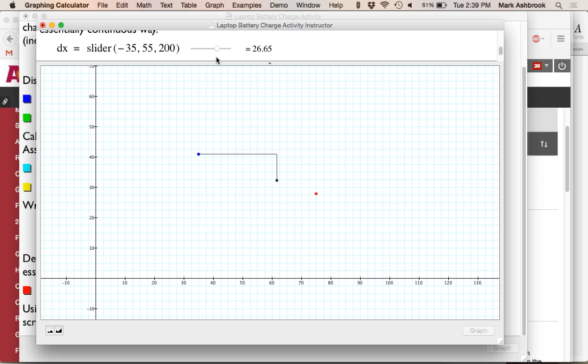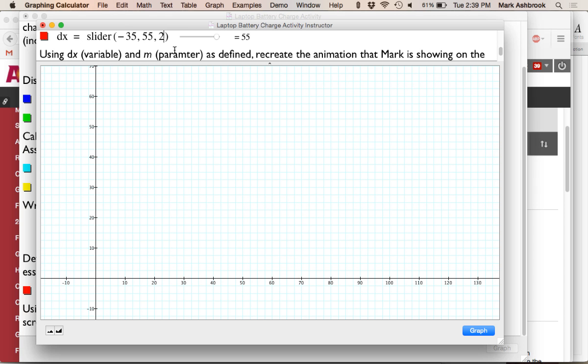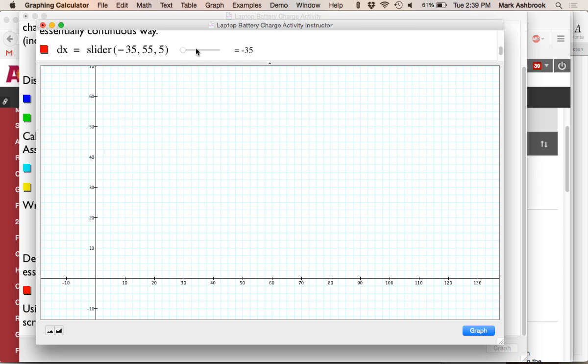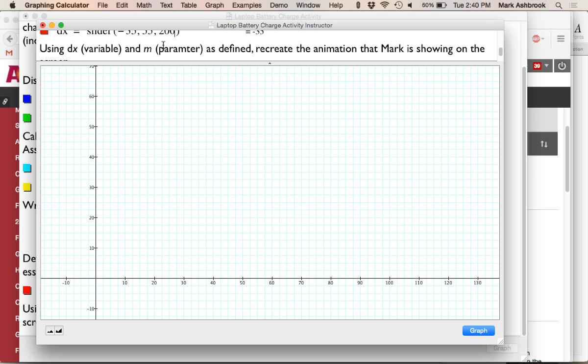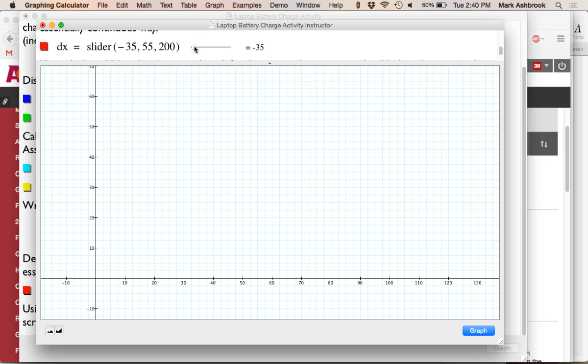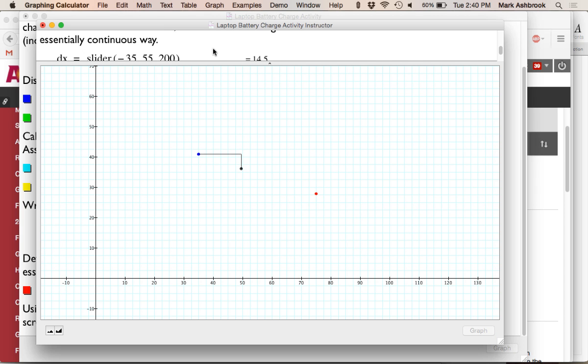But look what happens if you put in 5 steps. If you put in 5 steps, then it's going to go by 18. So that's not what we want in this case. For this use, we don't want these big jumps of 18 minutes. So I just put a really big number, and that'll be lots of steps. And then dx is essentially changing continuously.